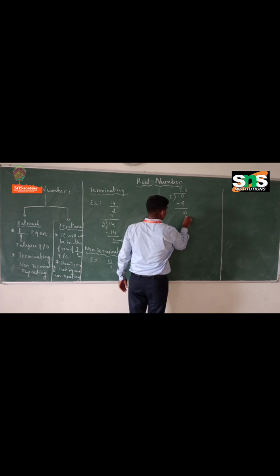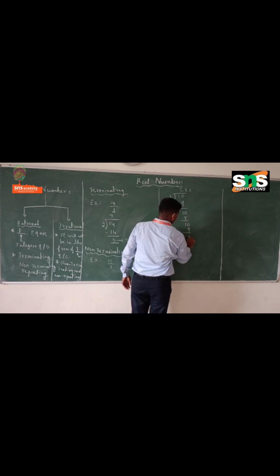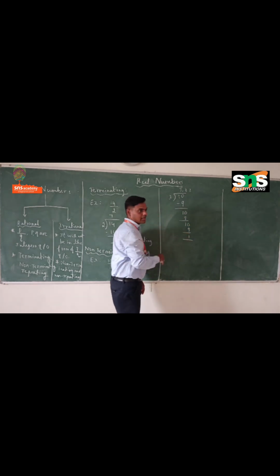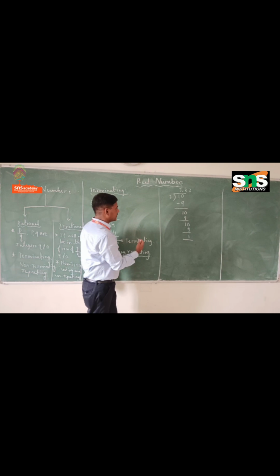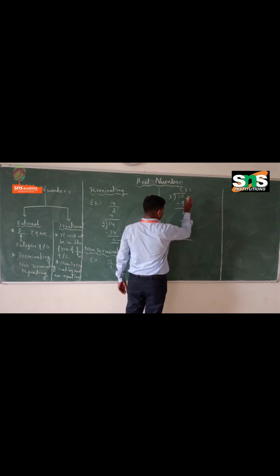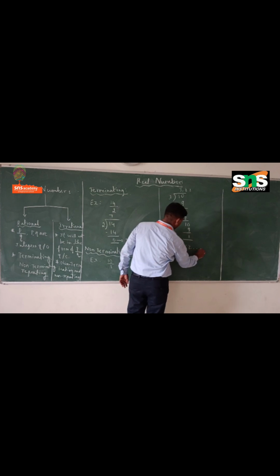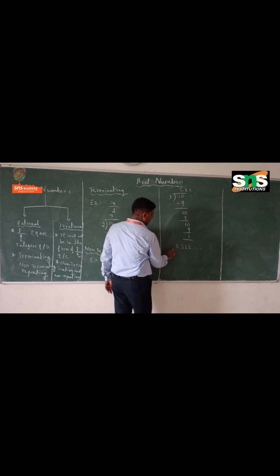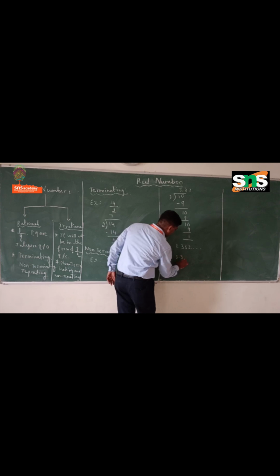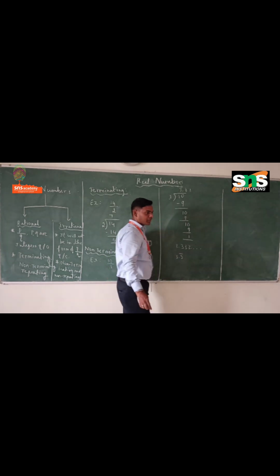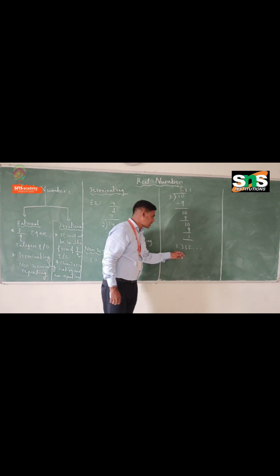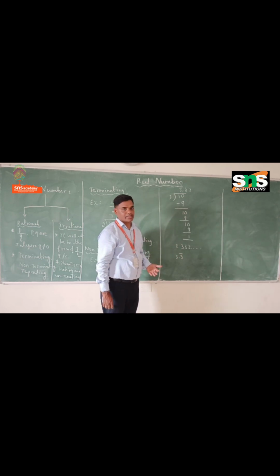Again 3 threes are 9, again 1 will be coming. So we put 0, and 3 threes are 9. This process will keep on continuing. After the decimal point, this 3 keeps on repeating. So this is called non-terminating repeating. Here we can write it in the form 3.3 bar. This bar represents that the number is repeating continuously.